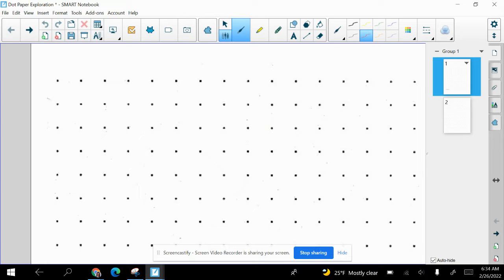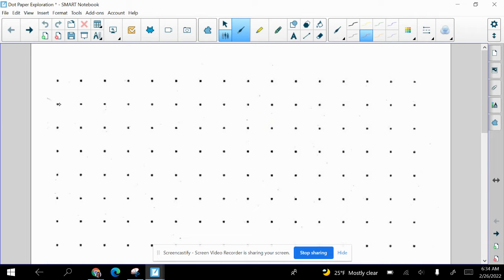So I believe the first square had a perimeter of 4, which means that when I go around the square, the total length should be 4. So 1, 2, 3, 4. So every side length would be 1. I'm going to come back to this square.